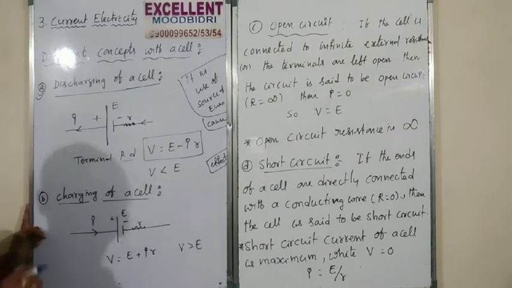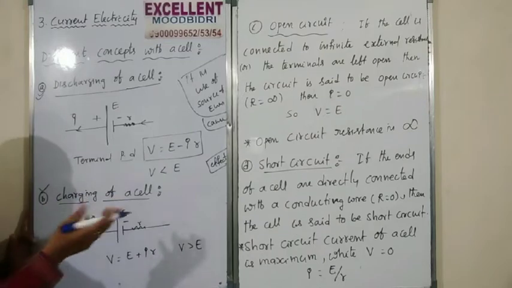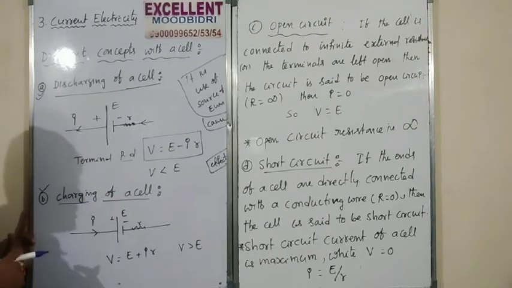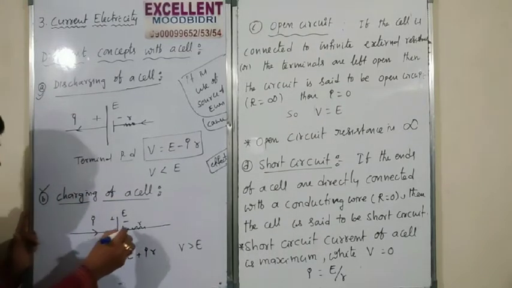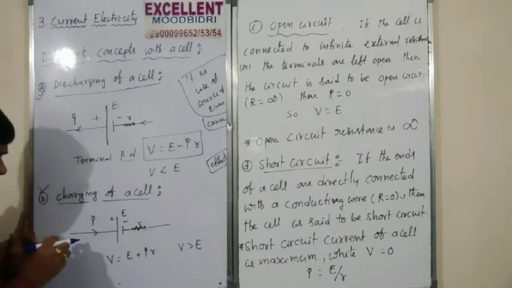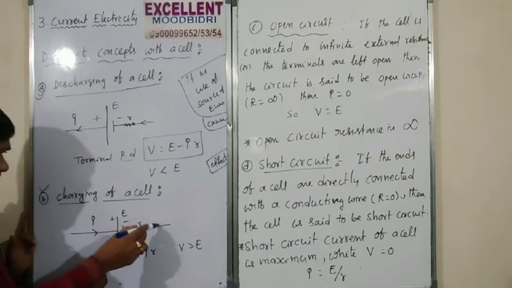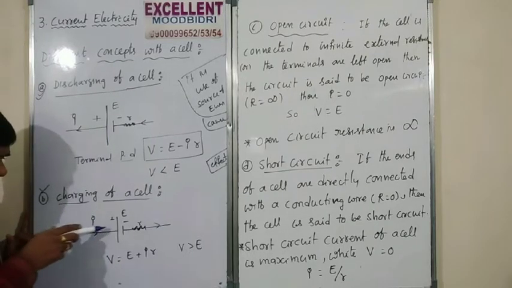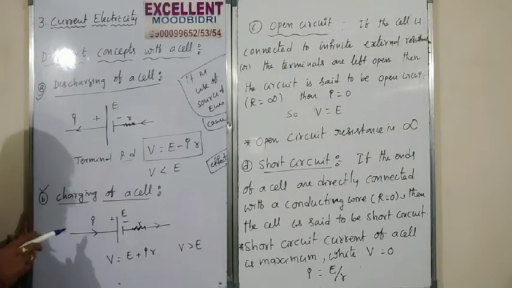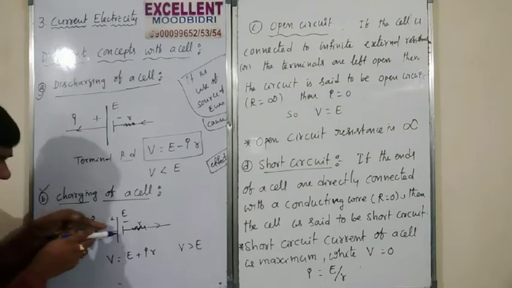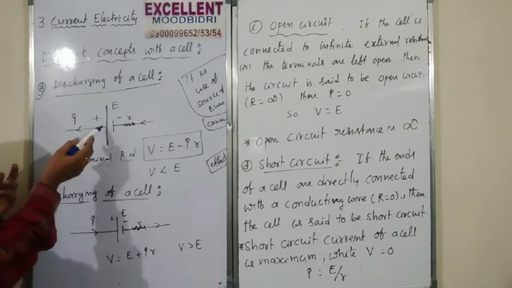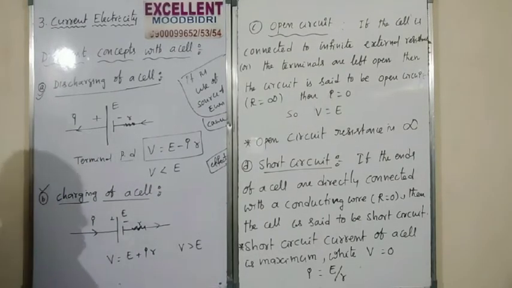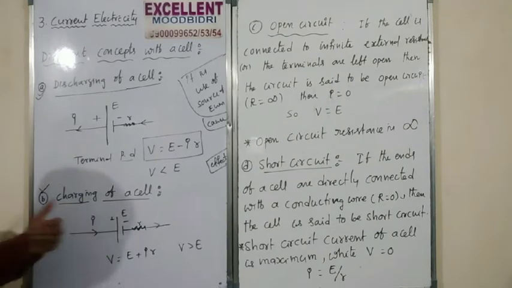Next, charging of a cell. We can represent it as current like that, entering the cell. The current is entering into the cell symbol. Remember here, the current is entering into the cell, whereas in the other case it leaves the cell.